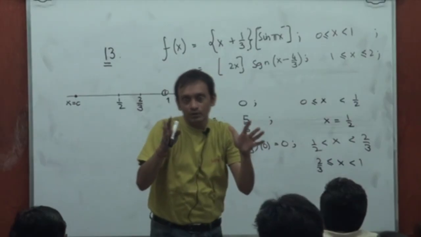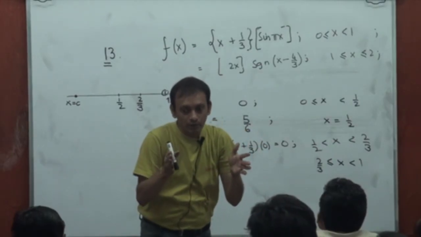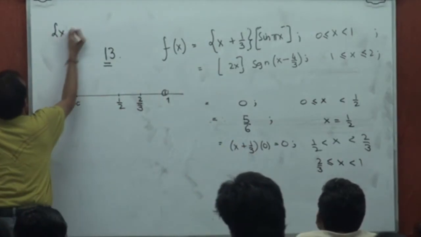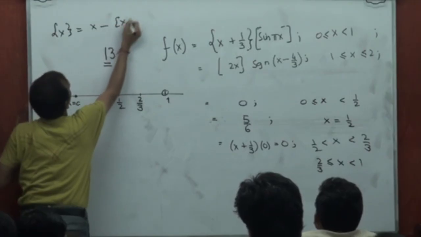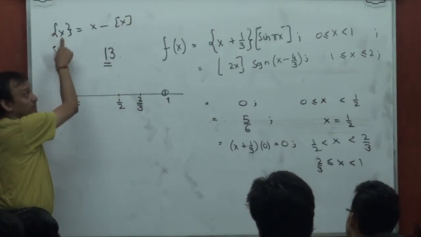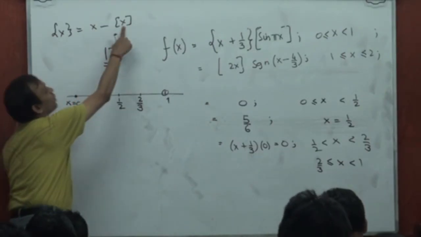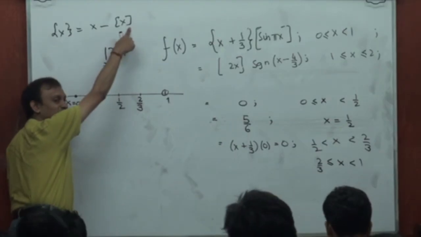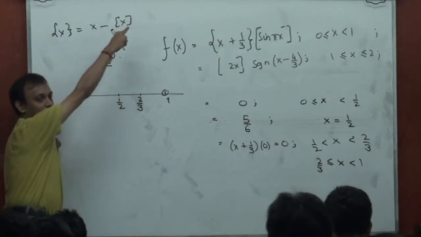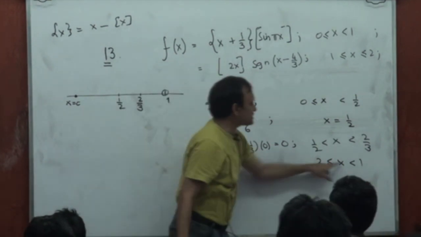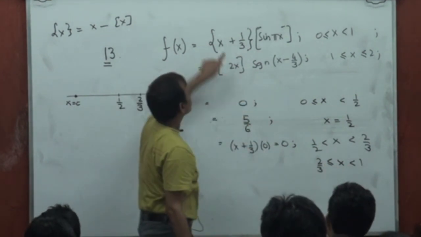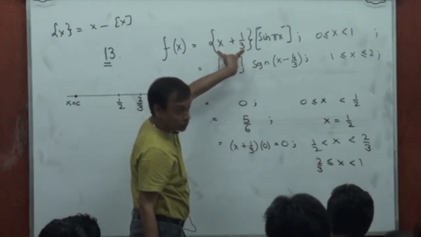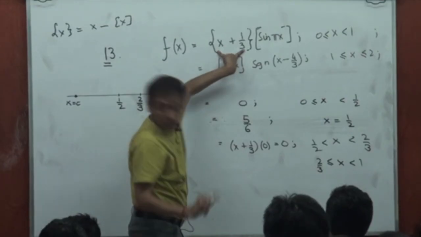Fractional part of a number between 1 and 2 would be number minus 1. Fractional part of x is x minus box x. So if x lies between 1 and 2, box x will be 1, so the fractional part of x will be x minus 1. Yes or no? So then, when x is greater than or equal to 2/3 but less than 1, this will be greater than or equal to 1 but less than 4 by 3.